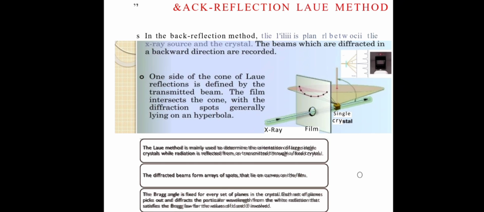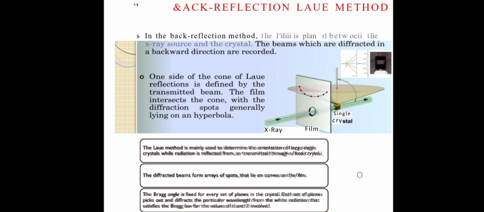In the back reflection method, the X-ray source is placed under the crystal. The beams which are diffracted in a backward direction are recorded. One side of the cone of Laue diffraction is defined by the transmitted beam. The film is inserted into the cone, with the diffraction spots generally lying on a hyperbola.